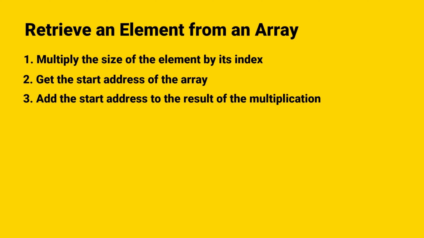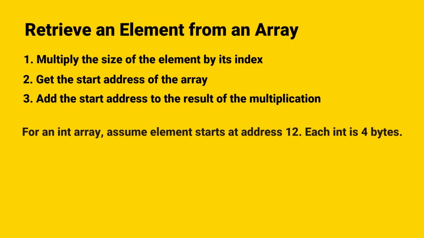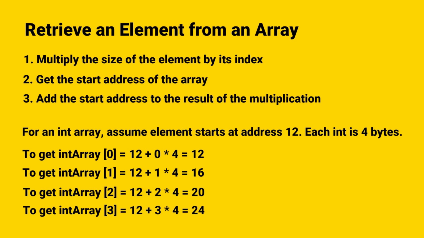To retrieve an element from an array, when we have its index, we multiply the size of the element by its index. And remember, every element in the array will have the same size. Multiplying the size of the element by its index gives us the offset from the beginning of the array. And then, of course, we need the start address of the array, and we add the start address to the offset of the element, and boom, we have the memory address of the element. So once again, to get to index 0, if we're starting at address 12, assuming that's our array start address, that would be 12 plus 0 times 4, which is 12. To get index 1 would be 12 plus 1 times 4 to get 16, etc.